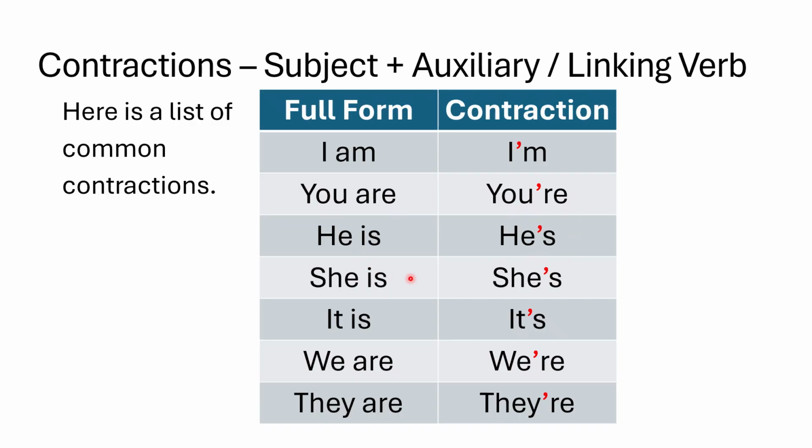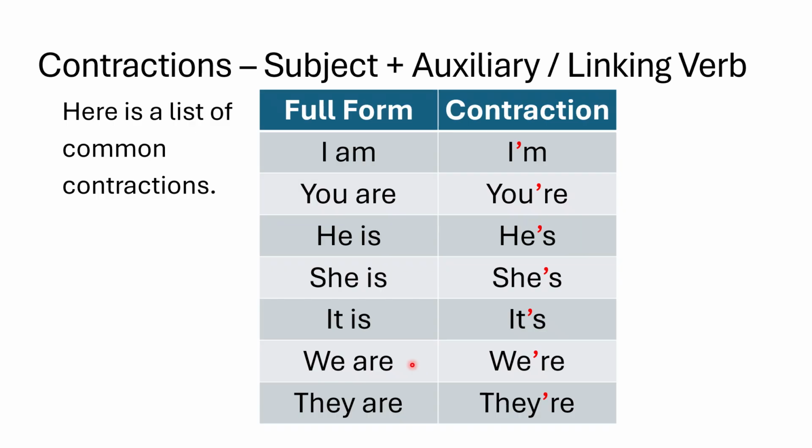She is. She's. Notice the apostrophe replaces the missing letter I. It is. It's. Notice the apostrophe replaces the missing letter I.